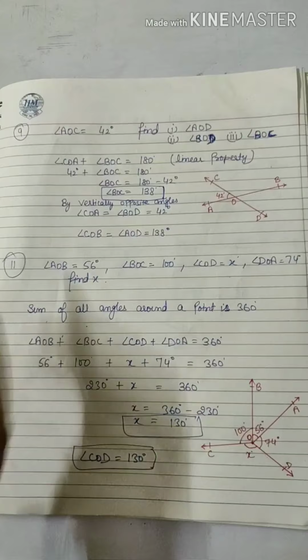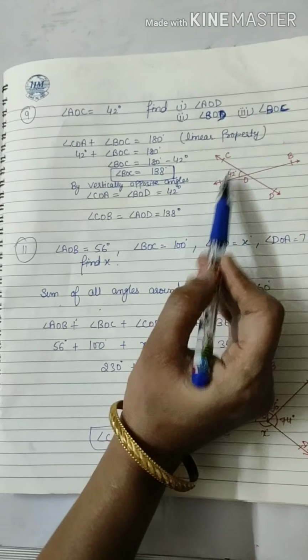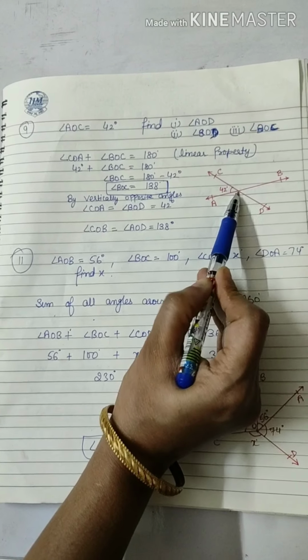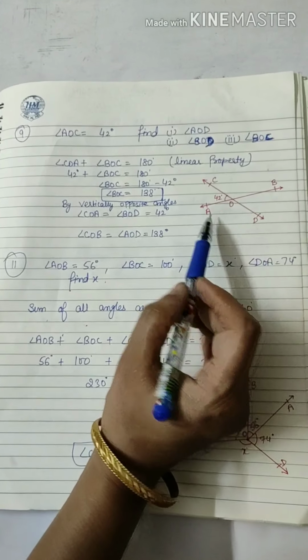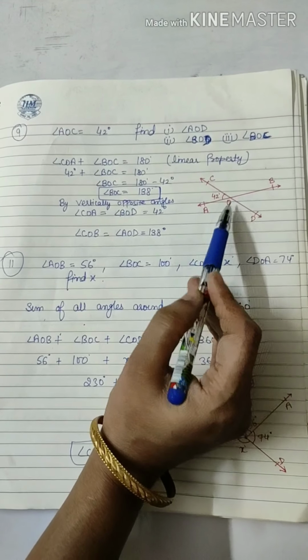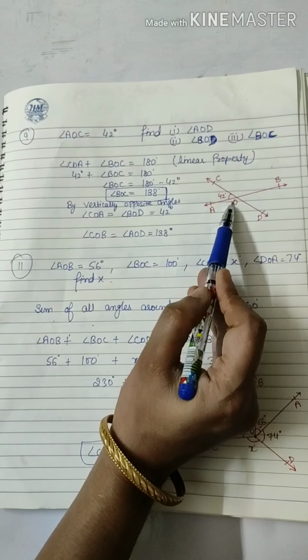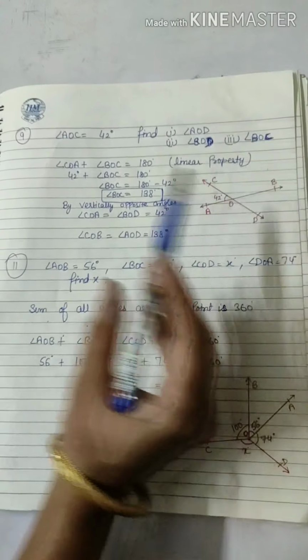Question number 9. Figure is given. These are two intersecting lines at point O. They are intersecting at point O. It is given angle AOC is equal to 42 degree. Now we have to find BOC angle, BOD angle, angle AOD.